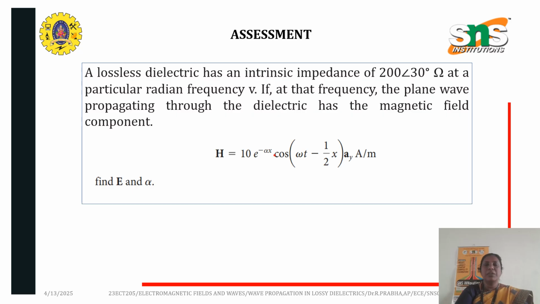Since eta is equal to E by H, and eta and H are given, we can easily find the value of the electric field E. Next, we can easily calculate the alpha value from the formula we have seen in this example.